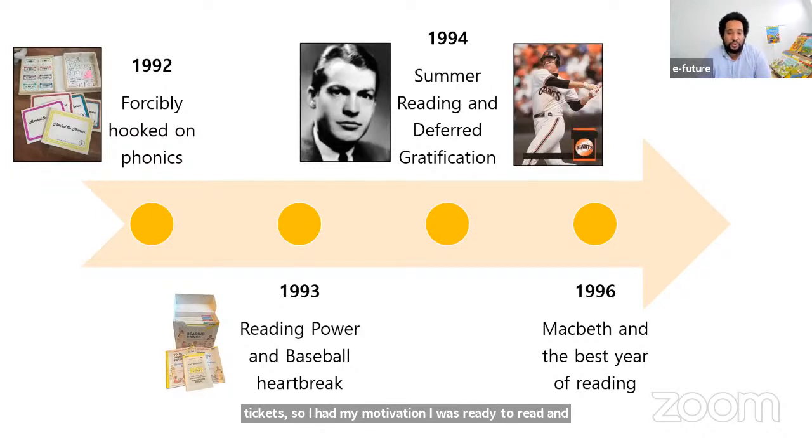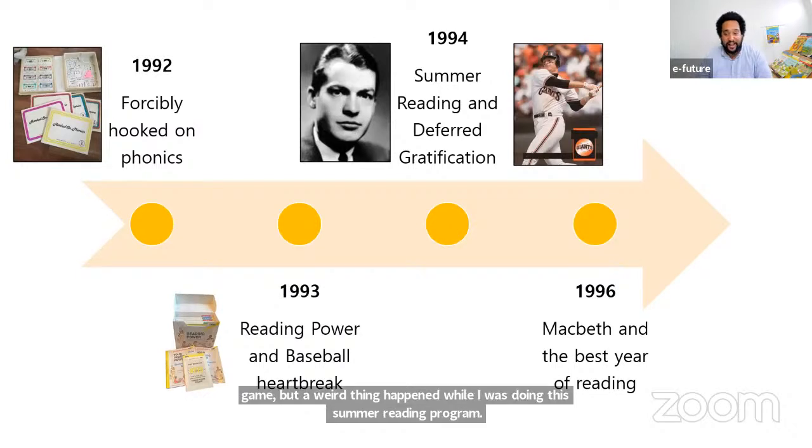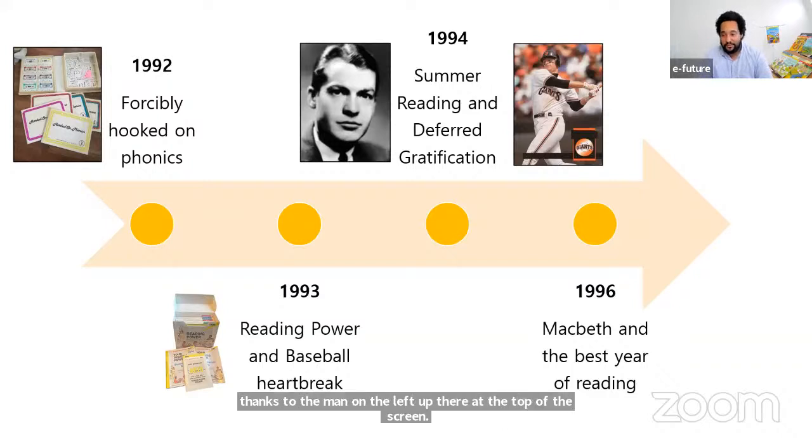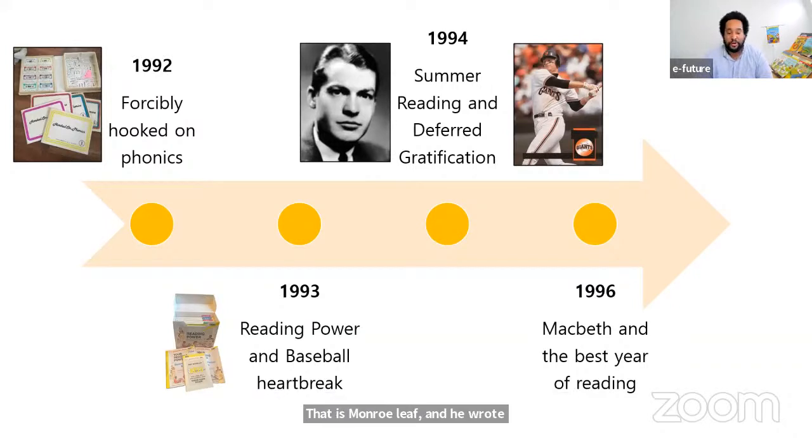And I jumped at the opportunity, not because I wanted to read books, but because I wanted to go to a Giants game. But a weird thing happened while I was doing this summer reading program. I learned how fun reading was. It's thanks to the man on the left up there at the top of the screen. That is Munro Leaf. And he wrote a book called The Story of Ferdinand.